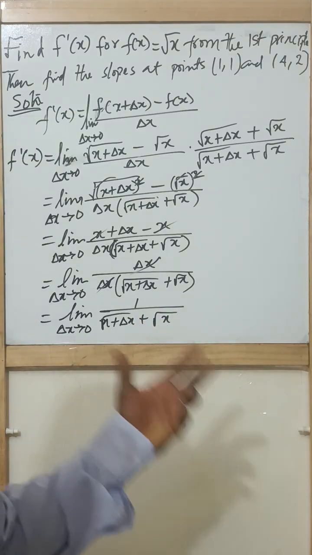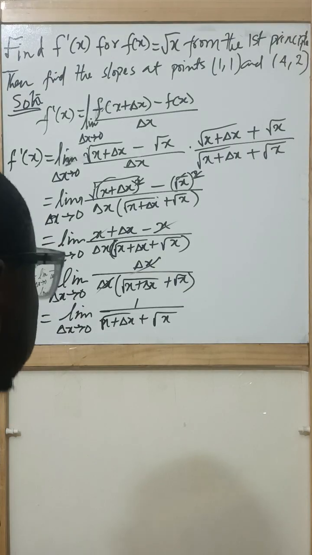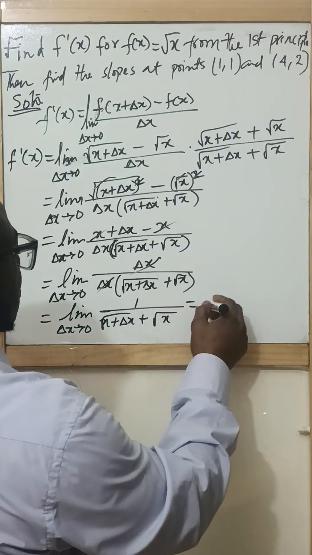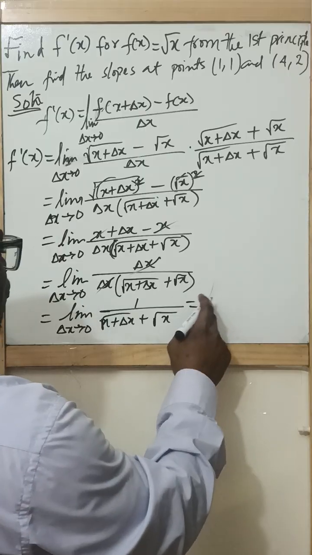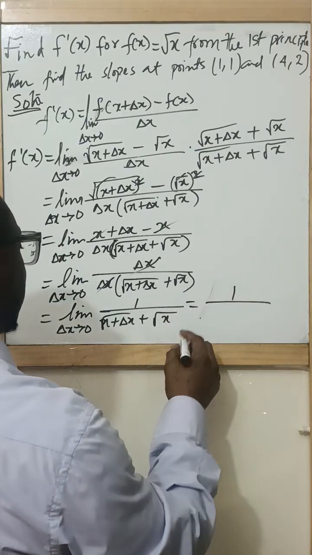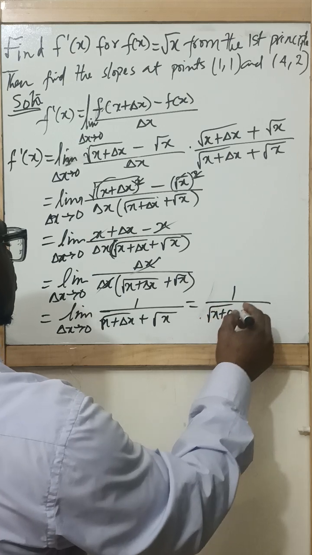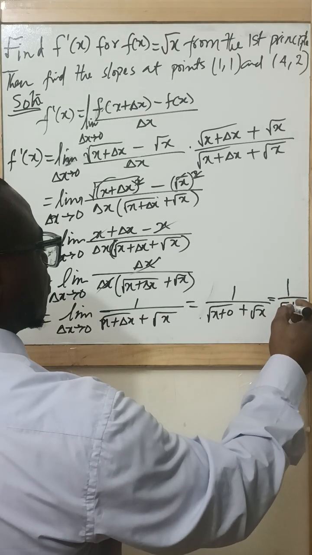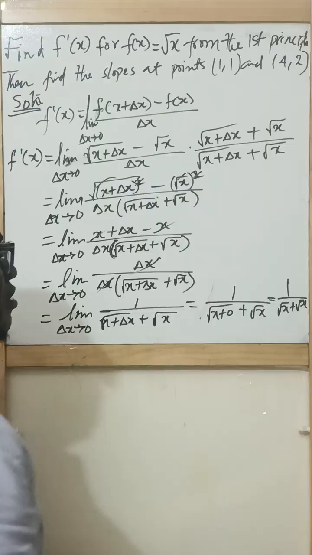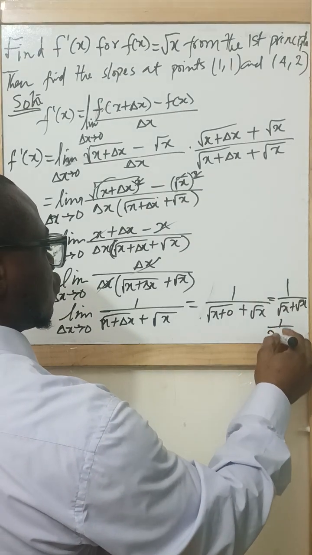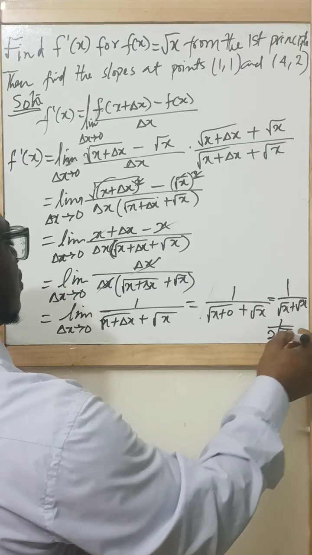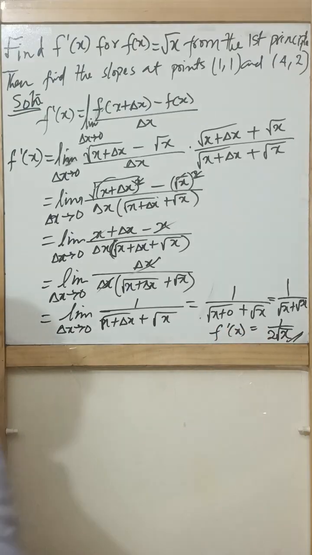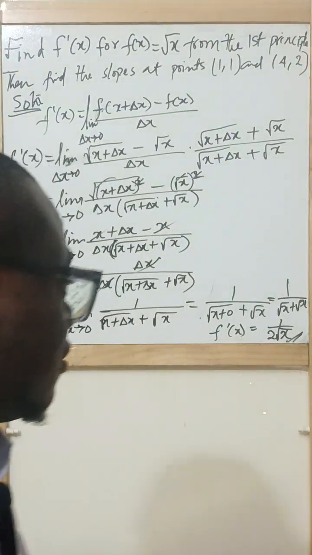At this point, we now substitute the delta x into the system, where delta x will be 0, and that is when the limit will be gone. So it will be 1 all over square root of x plus 0 plus square root of x, that will be 1 all over square root of x plus square root of x, so that will be 1 over 2 square root of x. So this is now the f prime of x that we obtain.